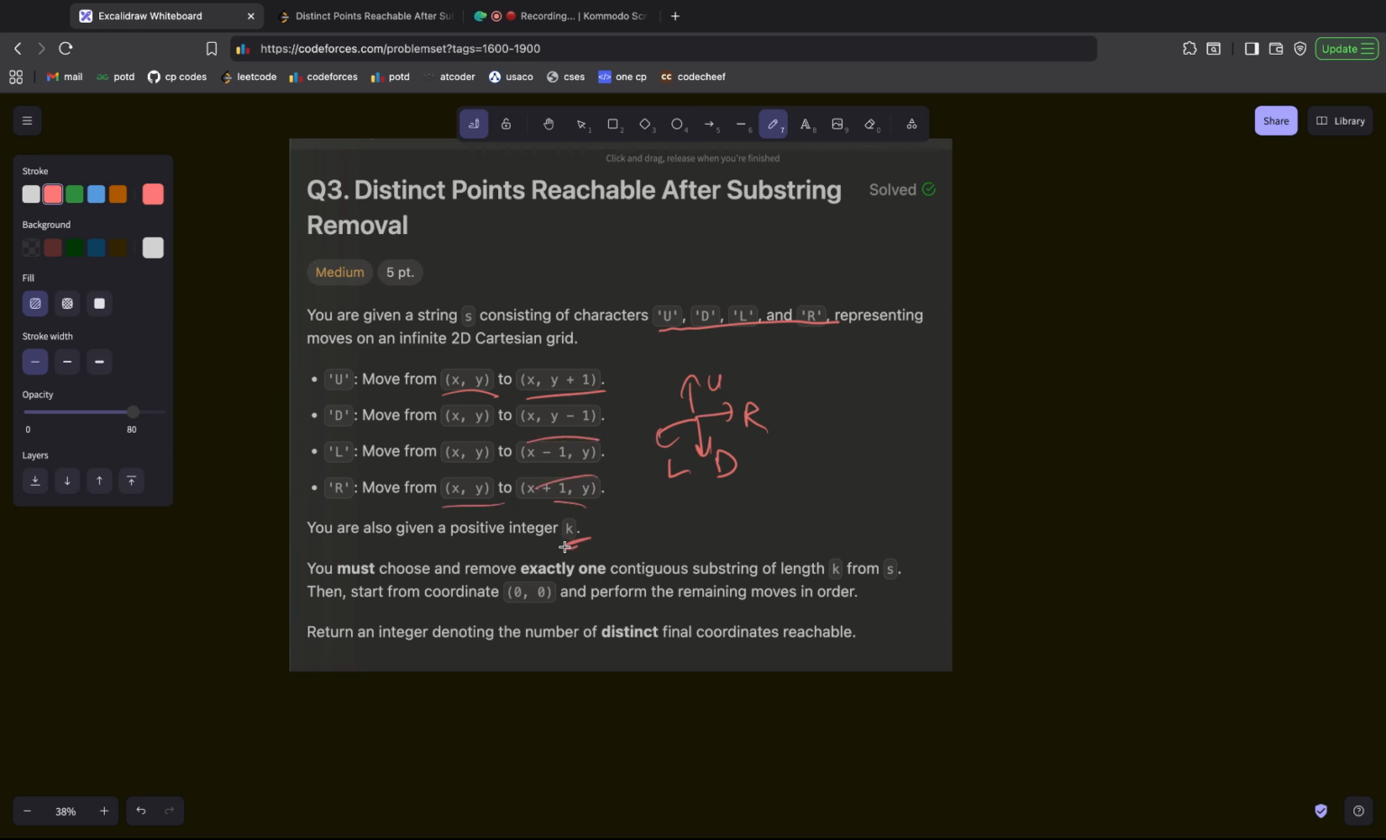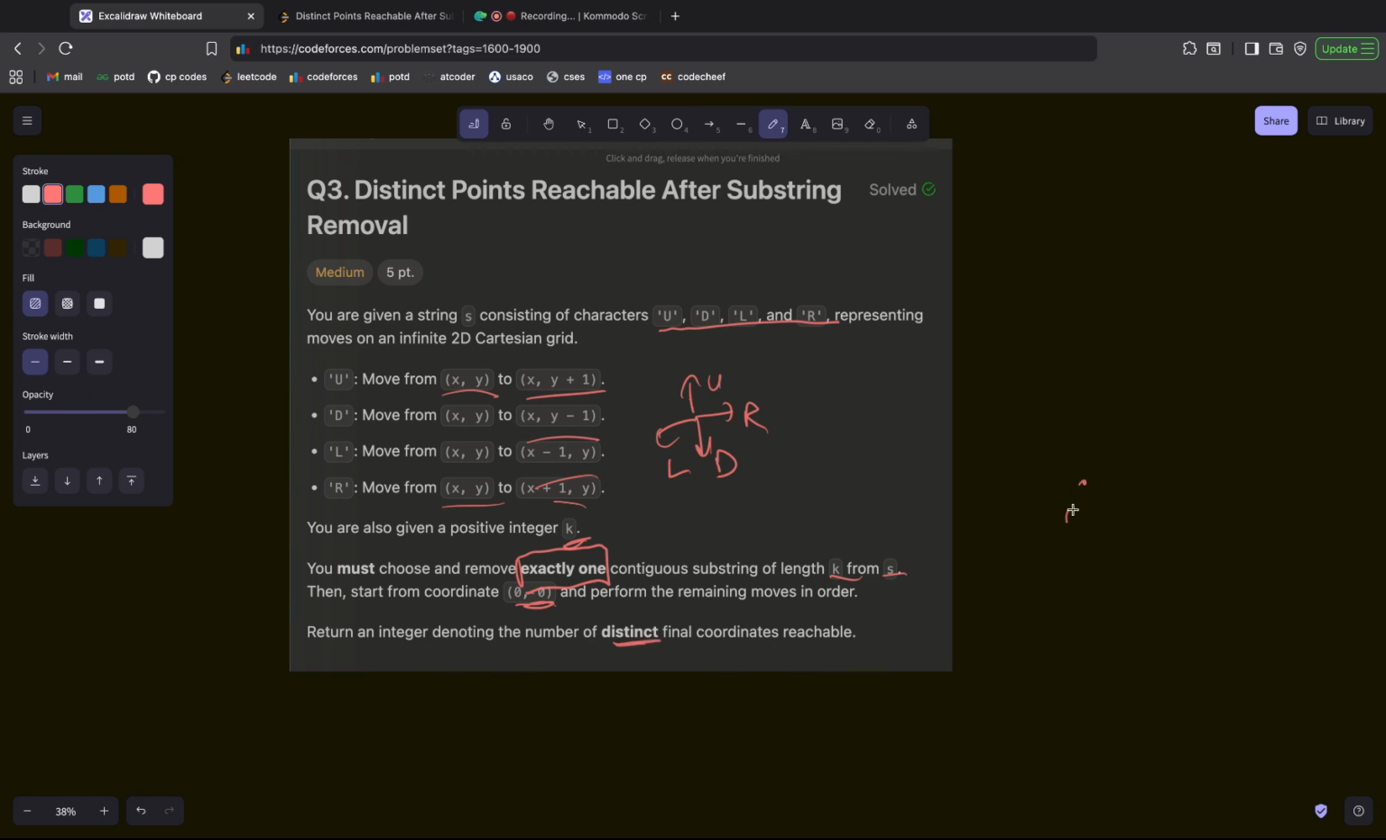You are given a positive integer k. You must choose and remove exactly one continuous substring of length k from S. So "exactly" is a very important word here, because if it said you can remove at most one, the question would change. The solution would need a couple of changes, but would remain largely the same. Then start from coordinate 0, 0 and perform the remaining moves in order. Return an integer denoting the number of distinct final coordinates reachable.